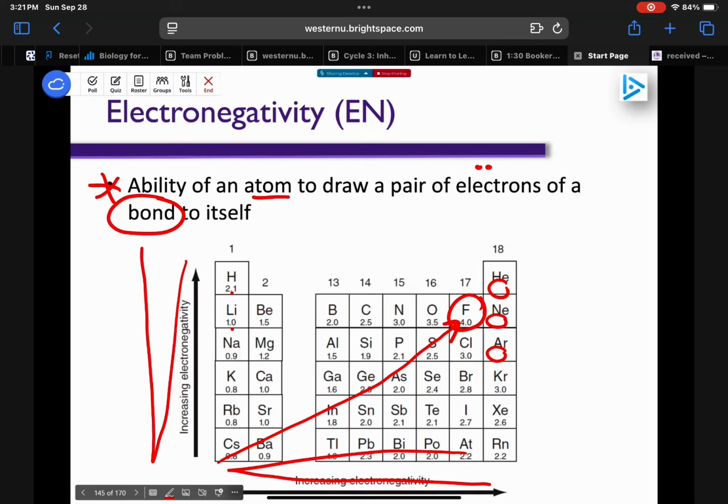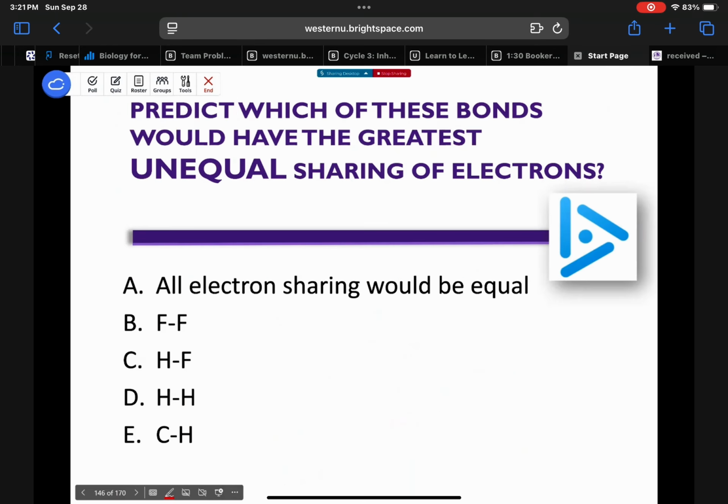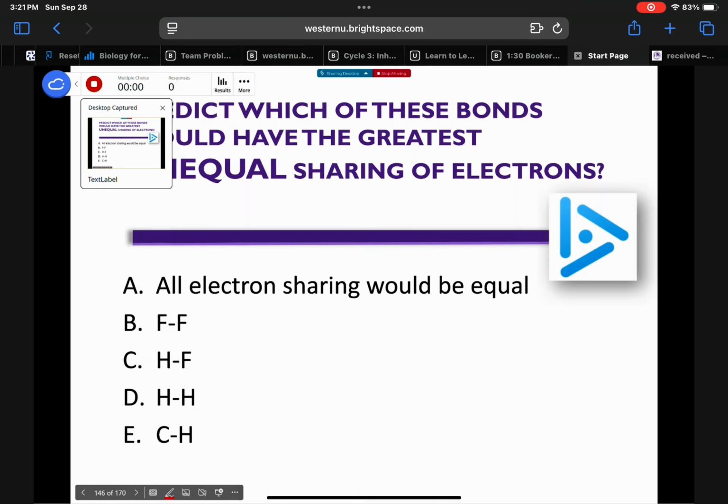These elements, helium, neon, argon, we don't really find them in bonding situations. So we haven't been able to measure. And so those numbers are irrelevant because they don't really participate in bonding. As we go down to the larger noble gases, they do participate in bonding sometimes. So we have some measurements for those. Good explanation. Thank you. Okay, so I have a question for you then. Chat with the person beside you. Predict which of these bonds would have the greatest unequal sharing of electrons.